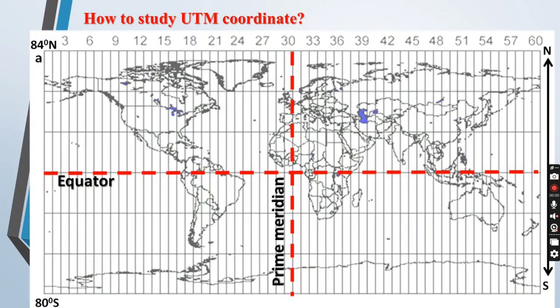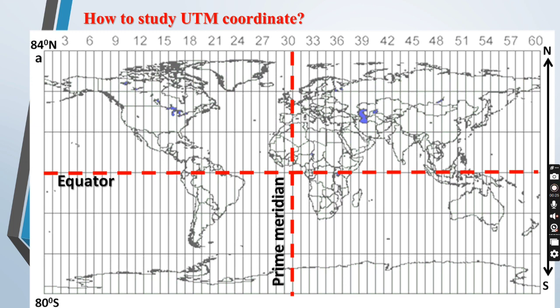Hello everyone. In this video I am going to discuss the UTM coordinate system and its uses. You must have come across this term UTM, Universal Transverse Mercator, which is a coordinate system for locating any location on the earth's surface, just like latitude and longitude.